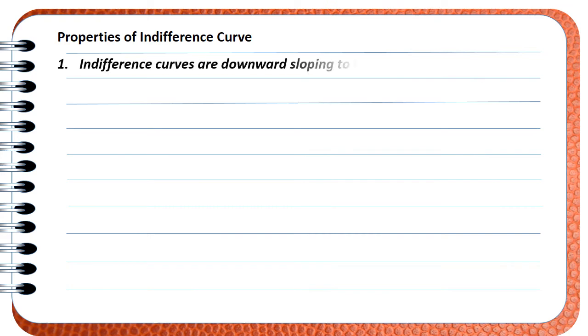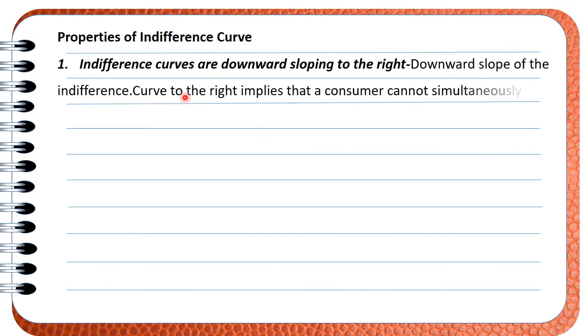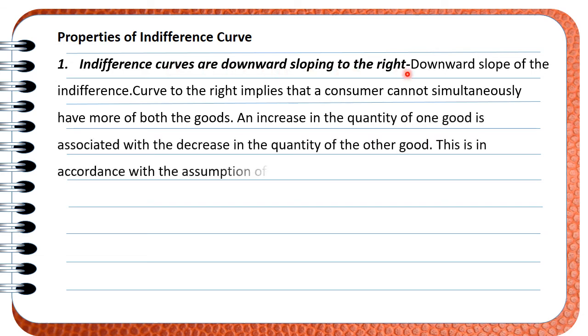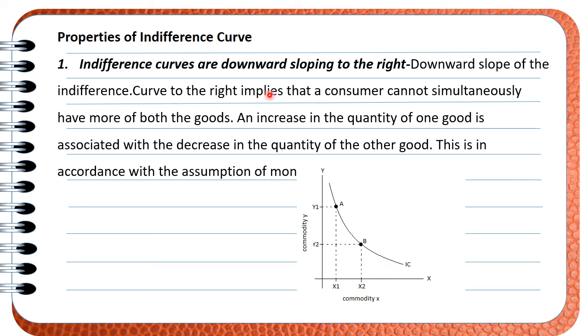Now let us discuss the properties of the indifference curve. Indifference curves are downward sloping to the right. What does downward sloping to the right indicate? It means that in order to increase the consumption of X, the consumption of Y is being sacrificed. So that is why we can say it is downward sloping. Otherwise, the same level of satisfaction cannot be attained.